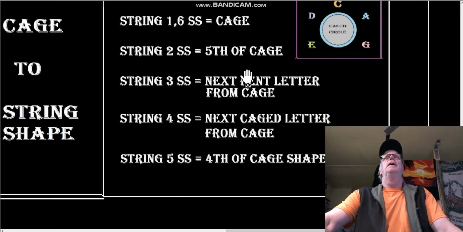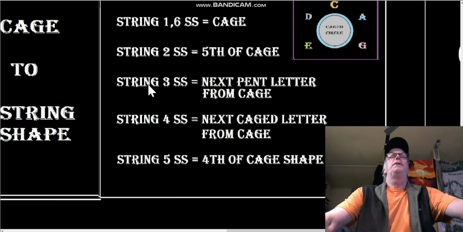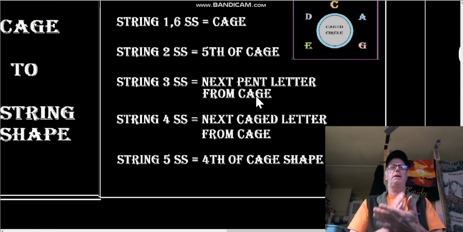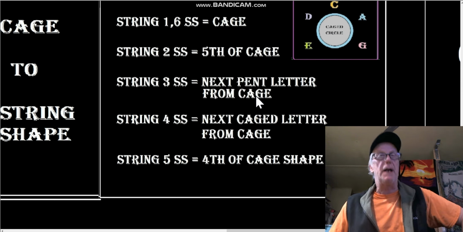String 3, now here's the whole thing. String 3 and string 4. String 3 is the next pent letter from the cage. And when I say pent letter, I mean the word cage backwards.